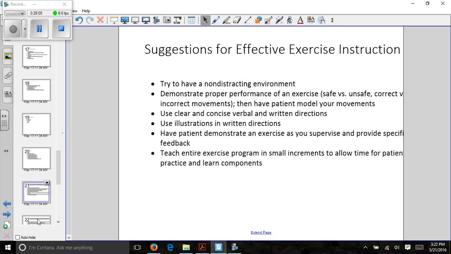I also will demonstrate proper performance. Then I have my patient demo it back to me. I use clear and concise, both verbal and written instructions. And I will put them in the language that the patient needs them in to a certain extent. We have software that can translate to about 3 or 4 different languages. If I know how to translate it into a language, I will also try to do that.